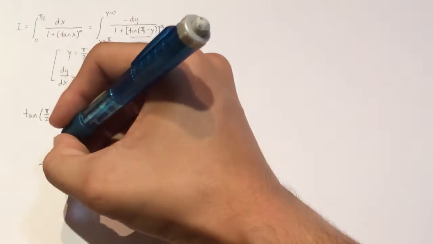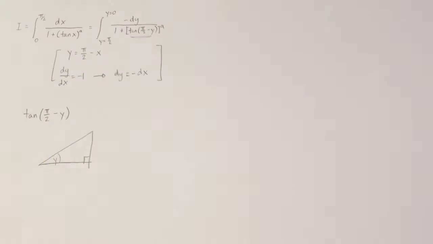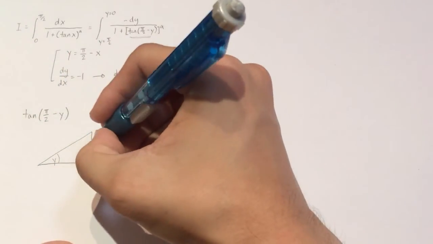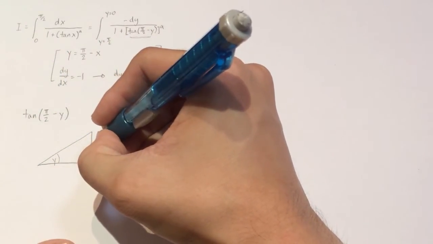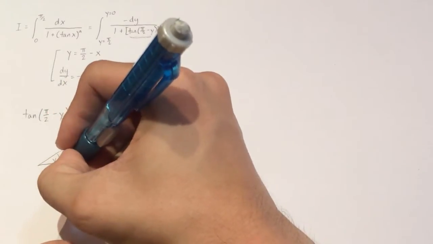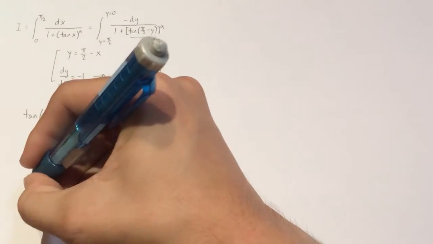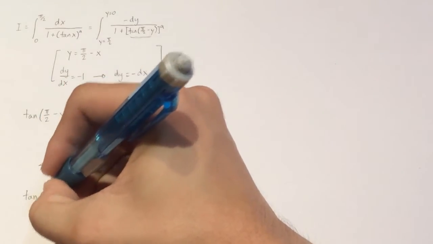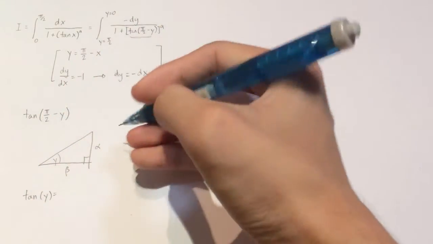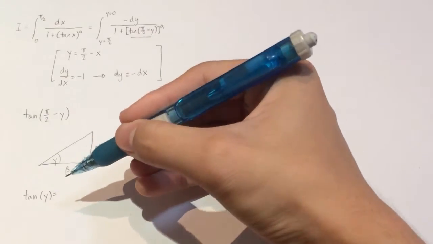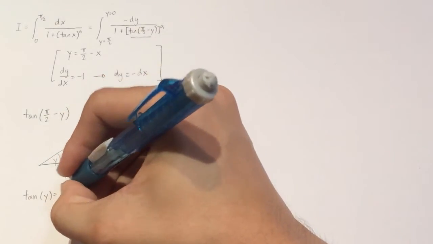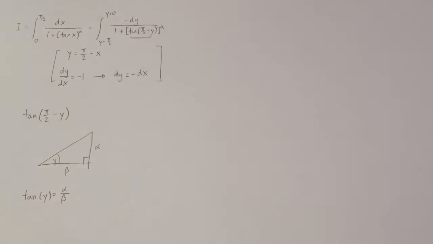Now I'm going to label this angle here. I'm going to call it y, which is going to be the same y that we have earlier. And I'm going to say this side is, let's call it alpha, and let's call this side beta, just like that. And you could work out what tan of y equals. It will be opposite, which is alpha, divided by adjacent, which is beta, and that would just equal alpha divided by beta.